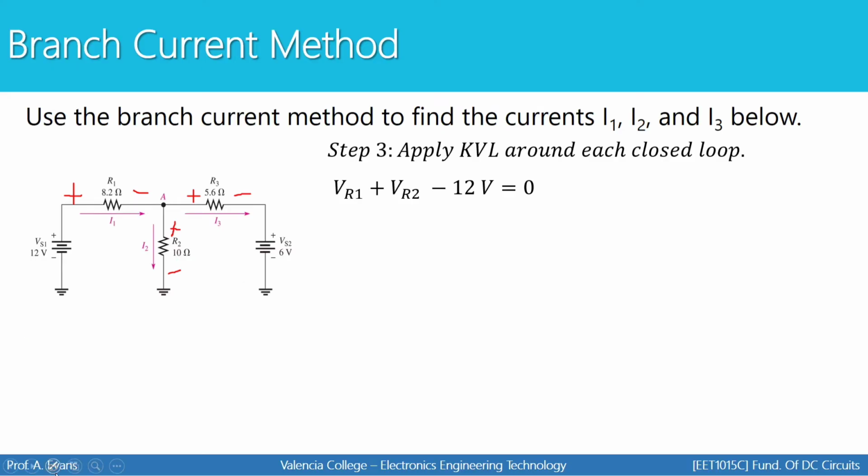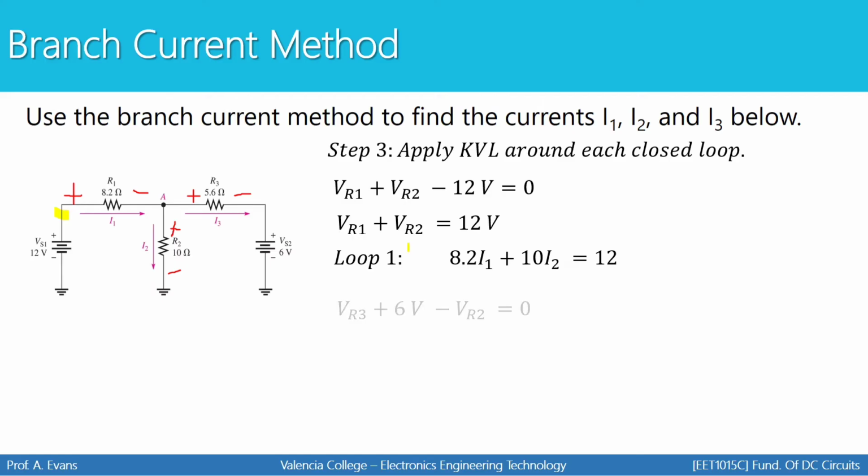So with the first loop, I'm going to start right here and go clockwise around the loop, which is going to give me VR1 plus VR2 minus 12 volts equals 0. Then I'm going to replace VR1 and VR2 with their Ohm's law equivalent, which is I times R. So my equation for loop 1 becomes 8.2 times I1 plus 10 times I2 equals 12.